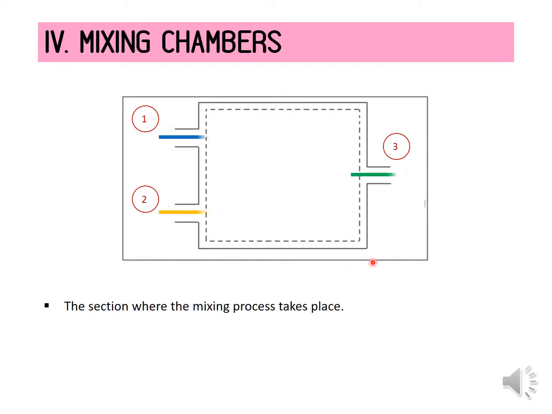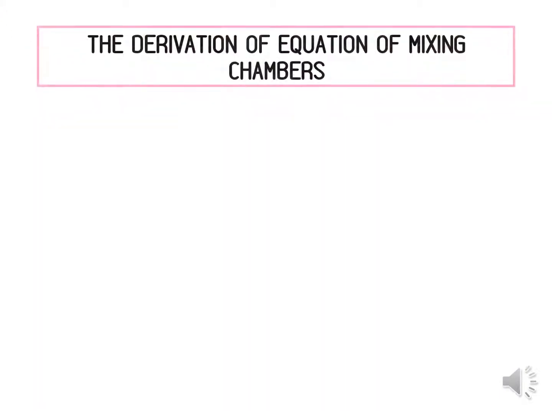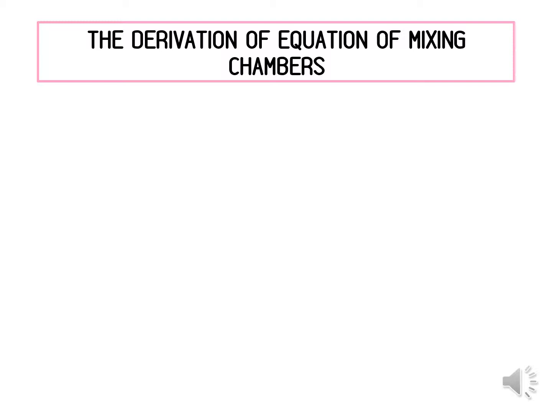The section where the mixing process takes place. The T elbow and Y elbow serve as the mixing chambers for cold and hot water streams. Now, for the derivation of the equation of mixing chambers. Firstly, the conservation of mass in adiabatic mixing chambers in steady flow.